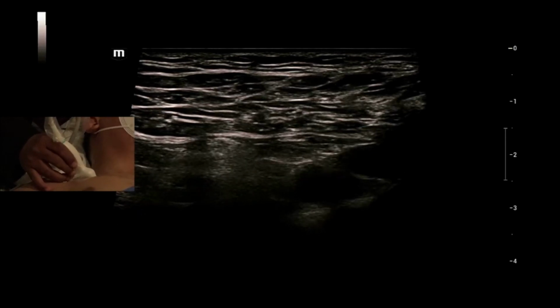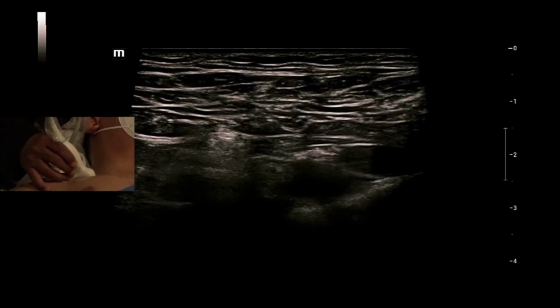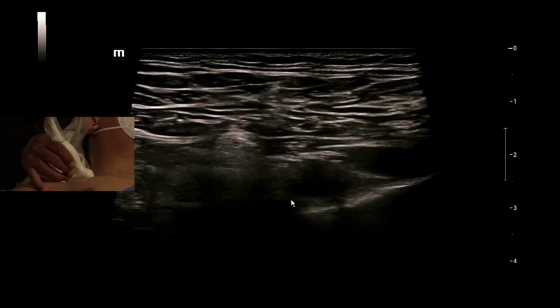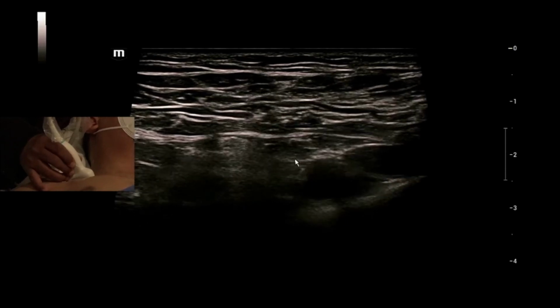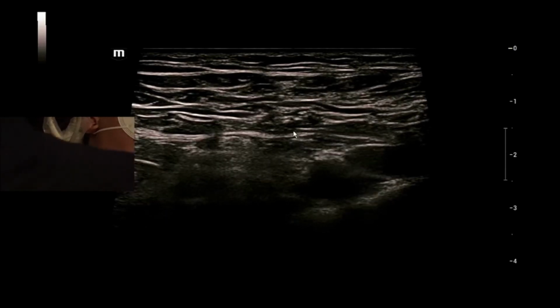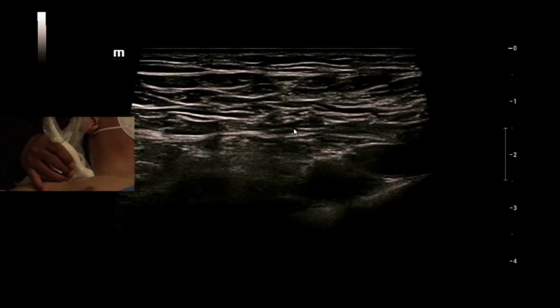So you have the pec major, which is that large muscle over there. The subclavius muscle in this young man is a little bit more difficult to identify, but it's usually seen as a long, thick strand of muscle. Just a little bit up, please. Yeah, that would be where the subclavius muscle is.